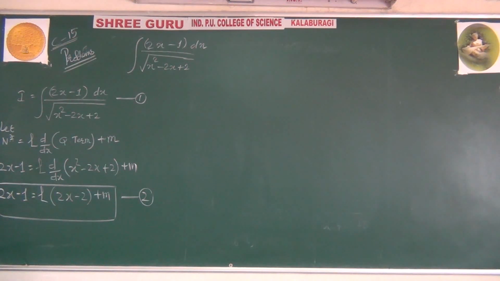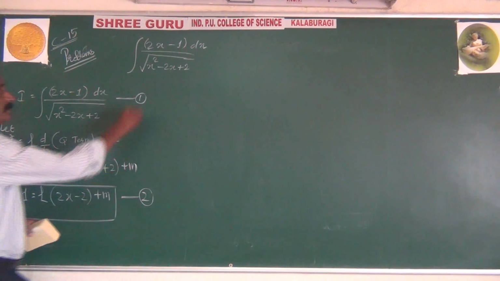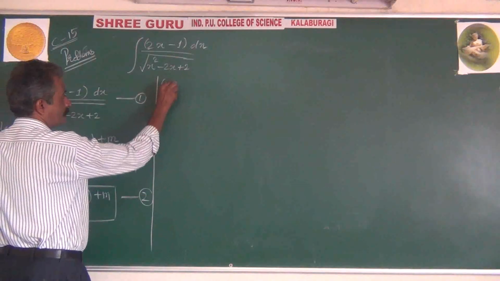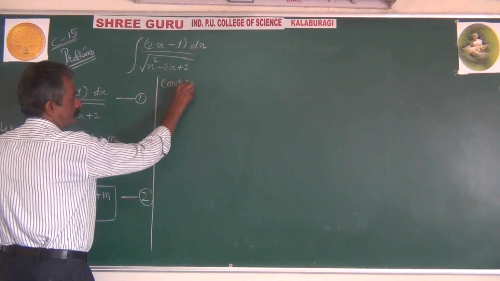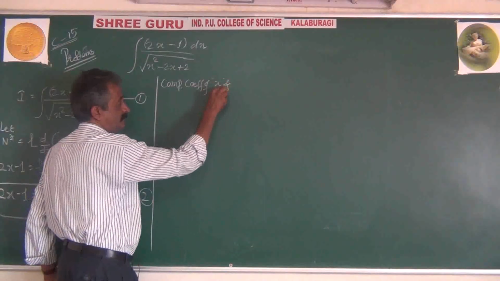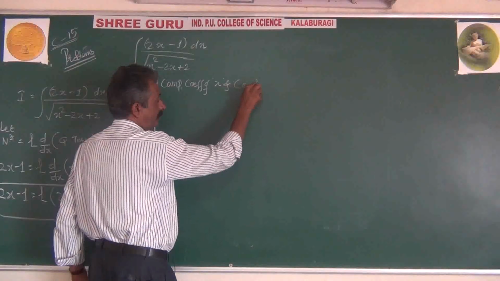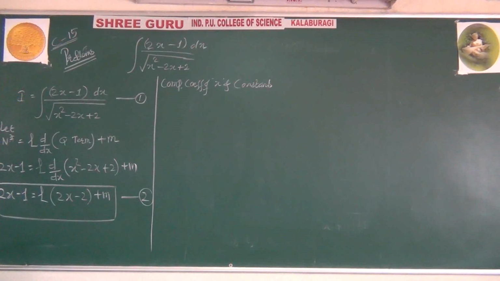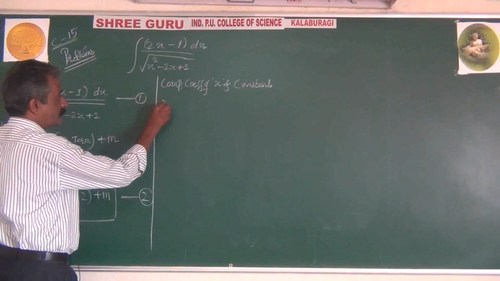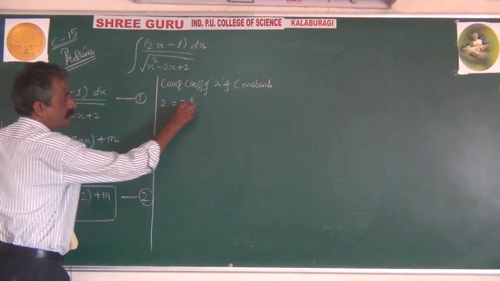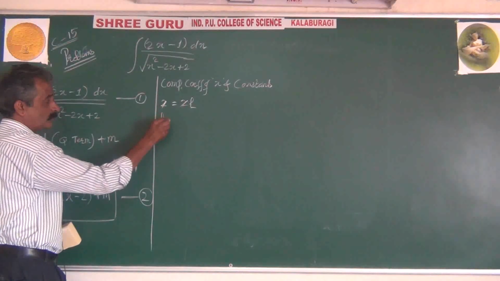What is the next step? Comparing the coefficient of x and the constants, but separately. Compare the coefficient of x and constants, not at a time, individually. First the coefficient of x, then constants. In the left hand side, the x coefficient is 2, in the right hand side, the x coefficient is 2L. 2 cancels, L equals 1.